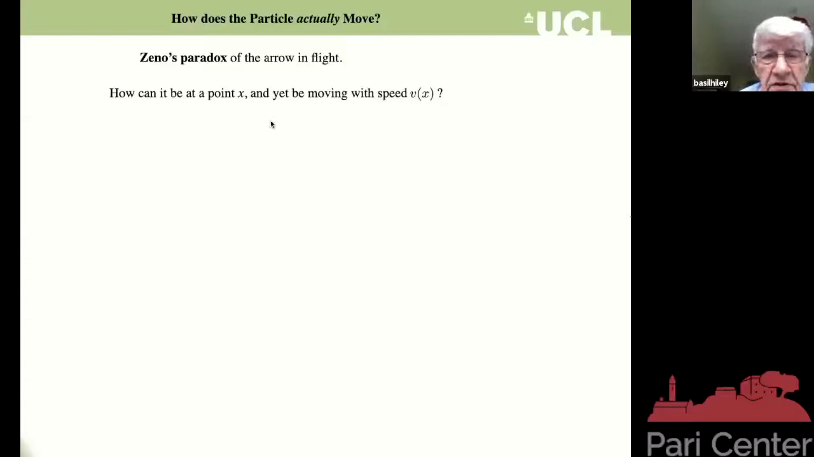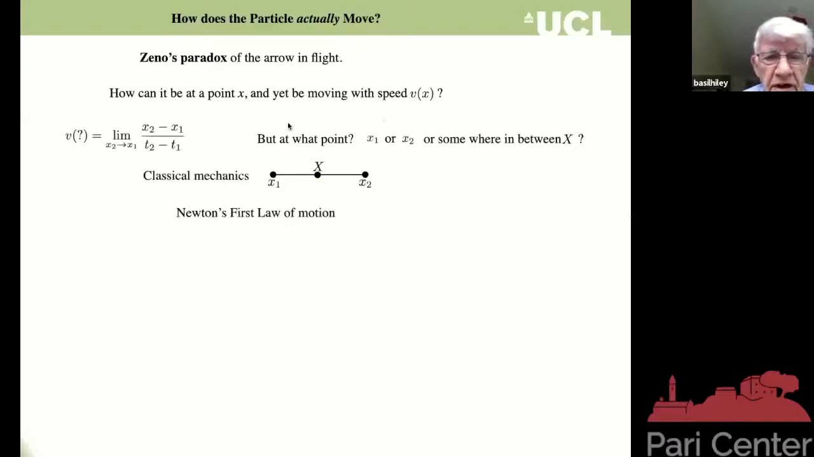Okay, so can we say anything? Well, I go back to Zeno's paradox. His paradox, I'm putting very simply: how can it be at a point X and yet move with a speed at that point X? How can it be at X and moving at X at the same time? Now, how do we measure speed? Well, we take the start and the finishing distance, and we measure the time it takes to travel that. And then we go to the limit. We squeeze it because we're going down to the very small.